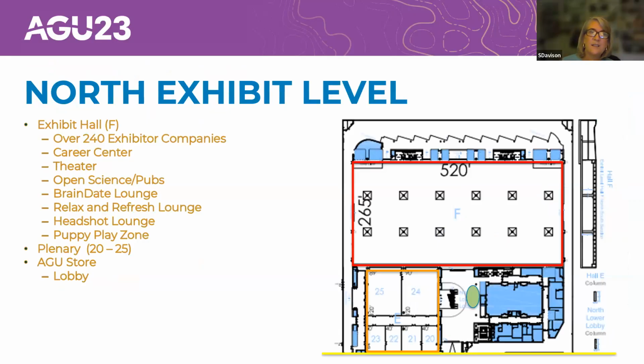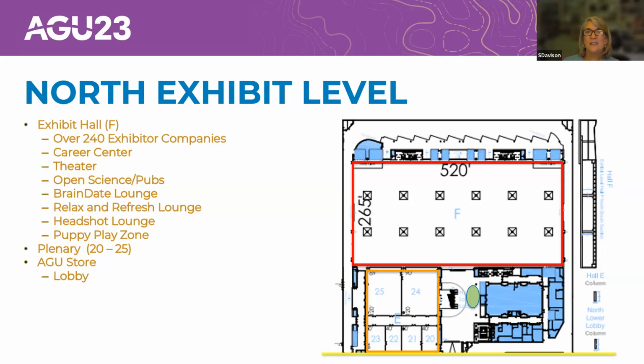Okay, so in the North Exhibit Hall level, right now we're at over 240 exhibitor companies that have purchased a booth, and we're still selling, which is great. We're going to keep doing that. And then we're going to place the Career Center, Theater, Open Science booth, Pubs booth, Brain Date, Relax and Refresh Lounge, the Headshot Lounge, Puppy Play Zone. We're excited about the puppies coming. That will all take place in the exhibit hall.